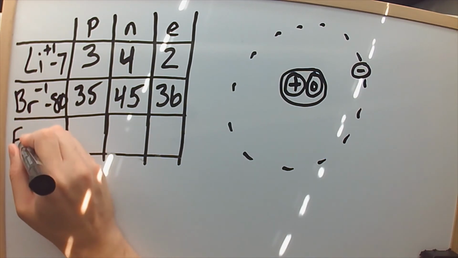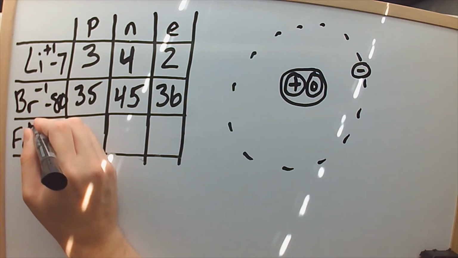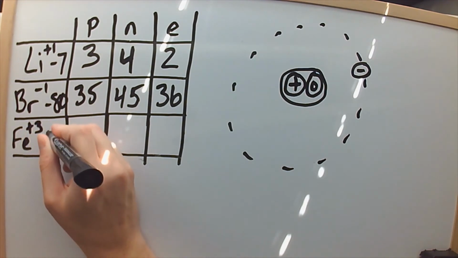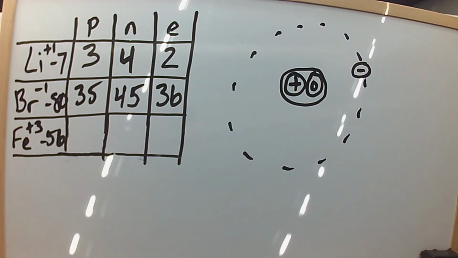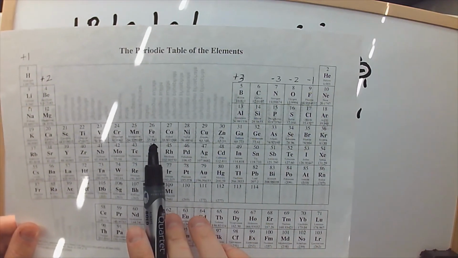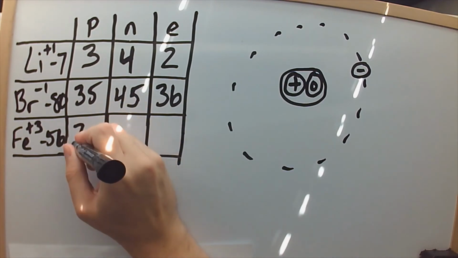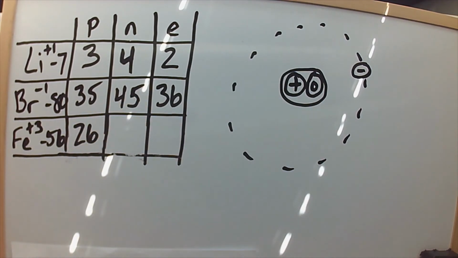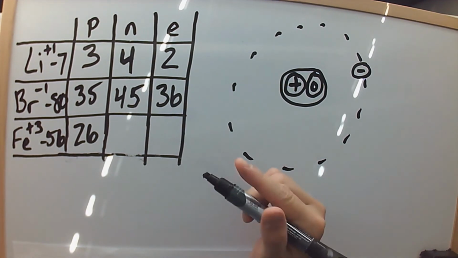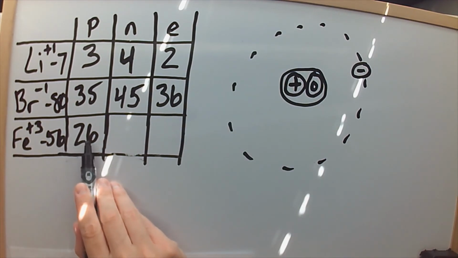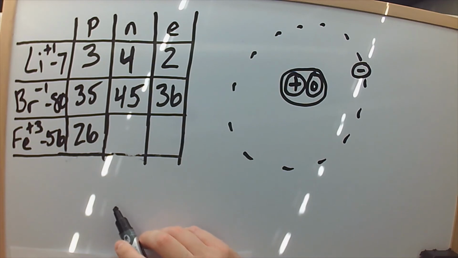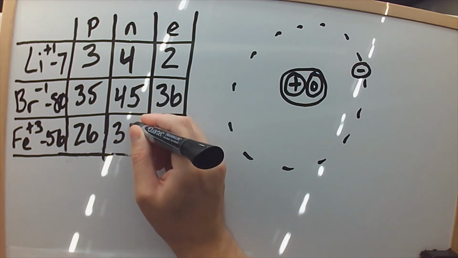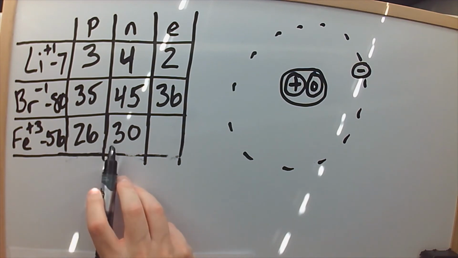Let's do iron with a charge of positive 3 and a mass of 56. Drawn all over my table here. Okay, so again, iron is number 26 on the periodic table. So again, those numbers are irrelevant for protons. Iron is always 26, 26 is always iron, no exceptions. Now, these two have to add to that, right? Protons plus neutrons equals mass. So 26 plus 30 will give us our 56.